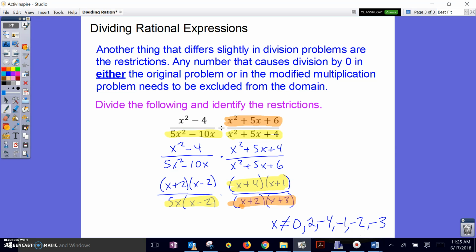And now we cancel. We cancel the x plus 2's, and then we cancel the x minus 2's, and now we're at the point where everything's canceled. And so we're into our final answer. We've got x plus 4 times x plus 1 over 5x times x plus 3. And there's our final answer.